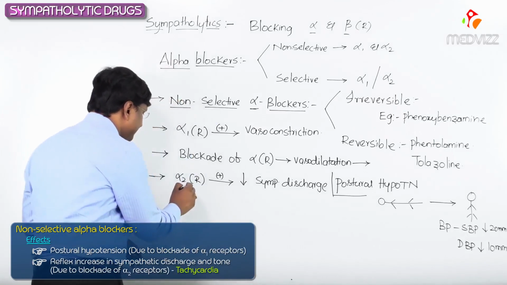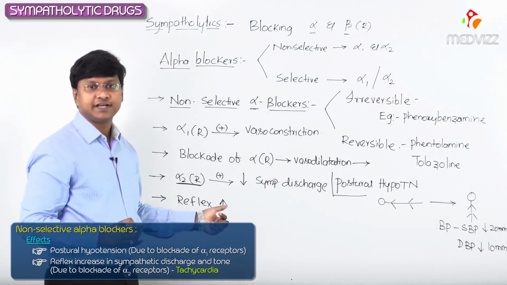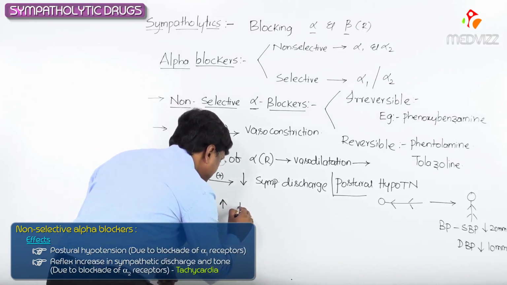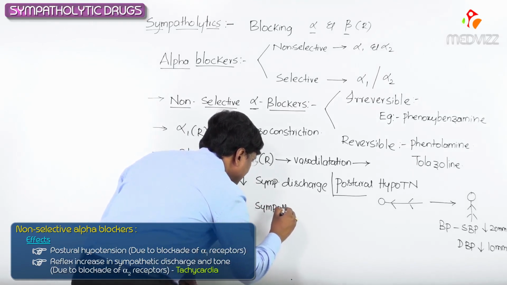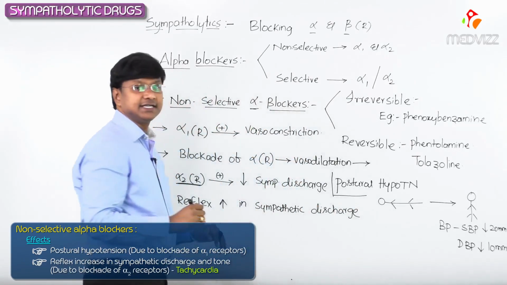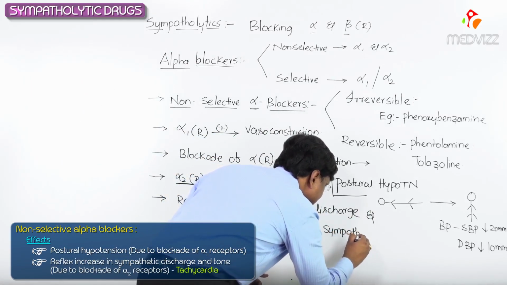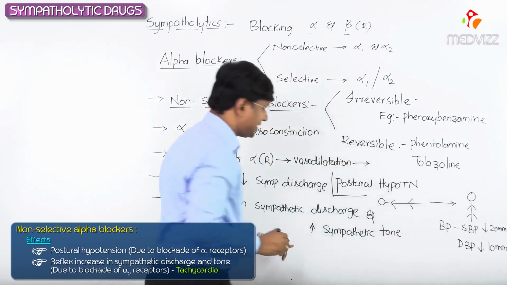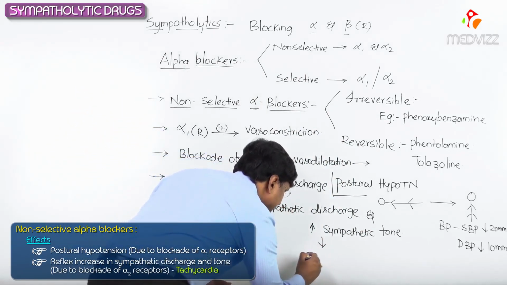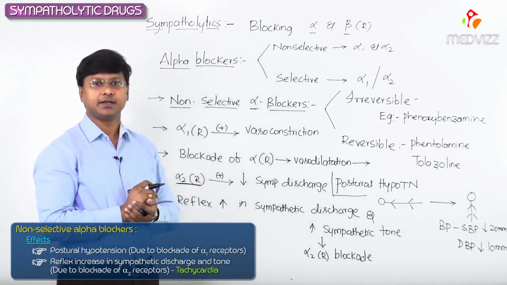So remember, whenever these alpha 2 receptors are blocked, there is reflex increase in sympathetic discharge as well as increased sympathetic outflow. Not only is there a reflex increase in the sympathetic discharge, there is also an increase in the sympathetic tone. Why? Due to blockade of the alpha 2 receptors.